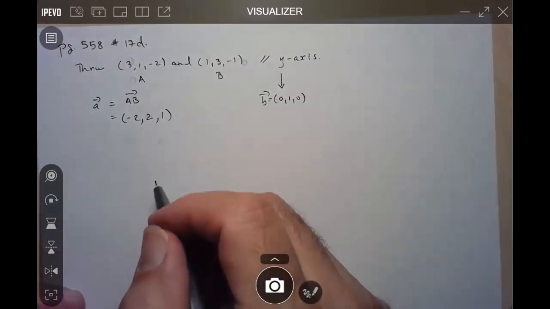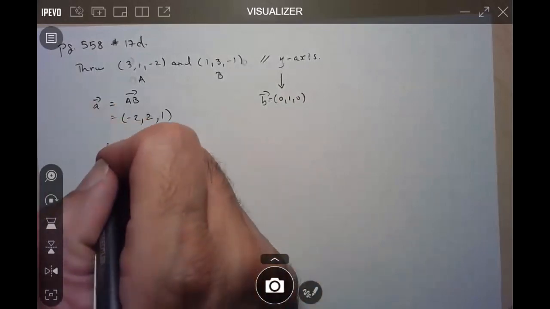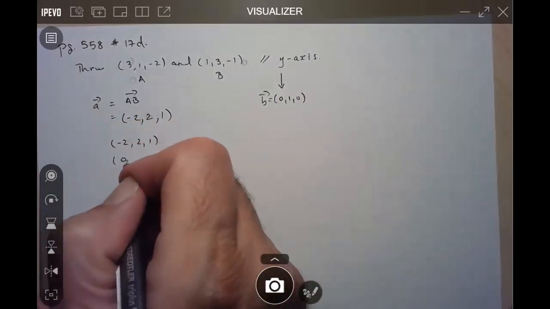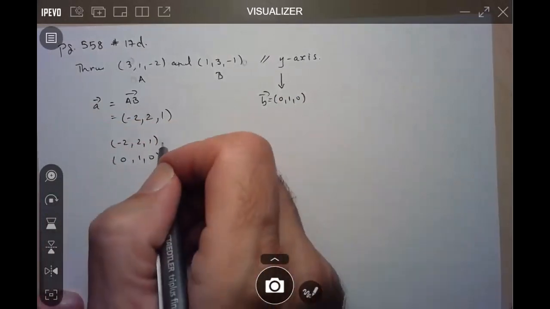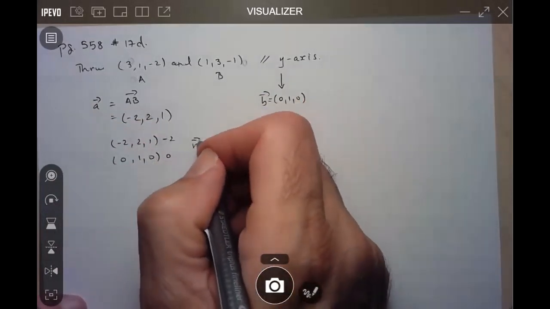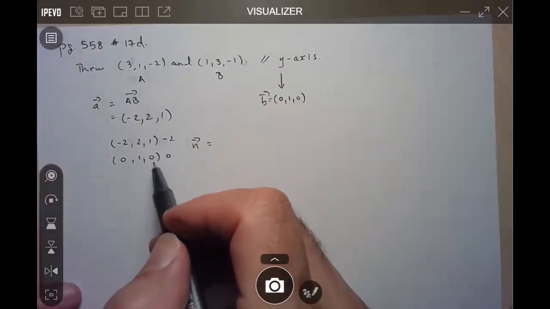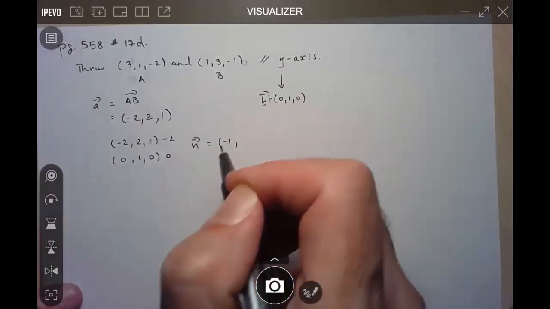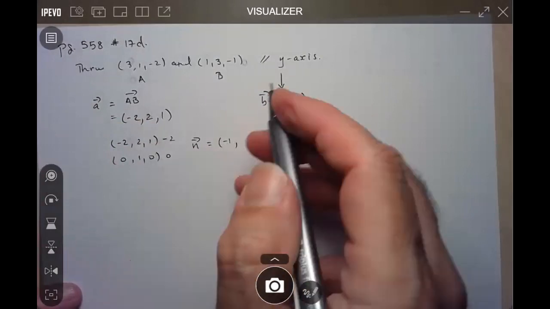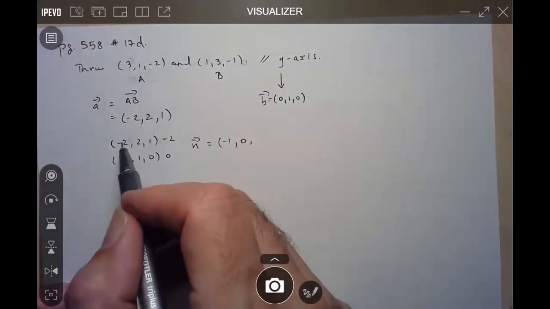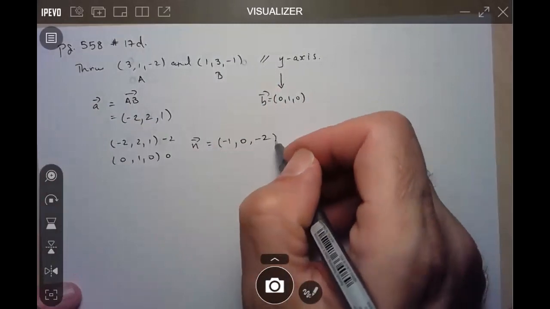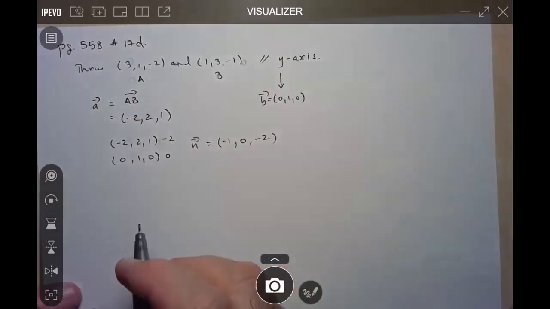Now that we have A and B, we can take their cross product to find the normal vector. So -2, 0... let me try to do this one without an error. What do we have? 0 minus 1 is -1. Here we have 0 minus 0 is 0. And here we have -2 minus 0 is -2. So there's my normal vector.